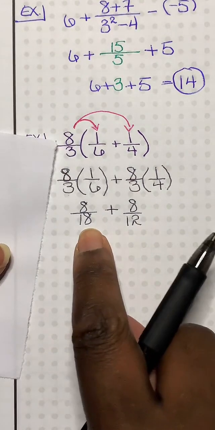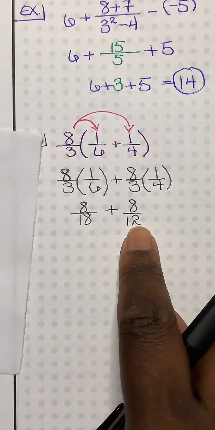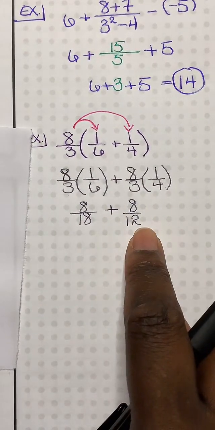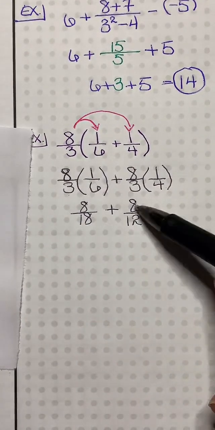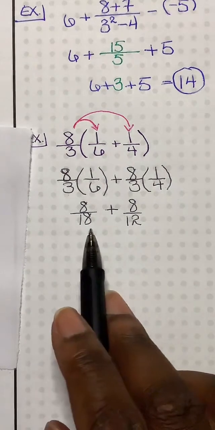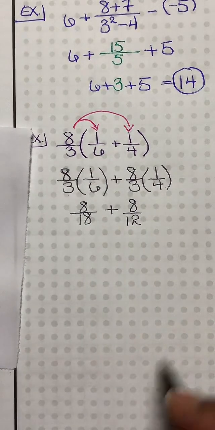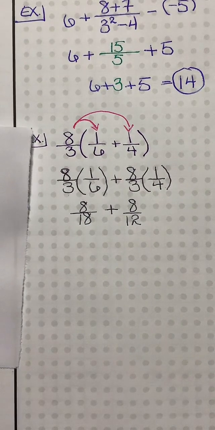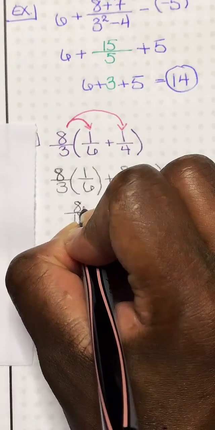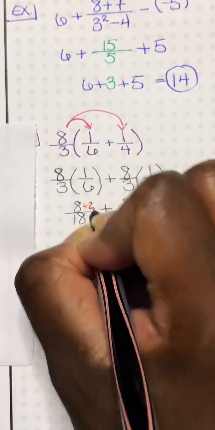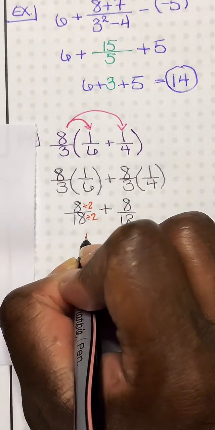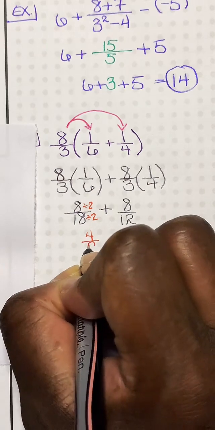All right, so if I look at the denominators, they're not the same. Since we're doing addition, we need to have a common denominator. But looking at the ratios, I can simplify so I don't have to deal with large numbers for 18 and 12. So if I want to, I can simplify by 2. If I divide this by 2 and divide this by 2, I can get my 4/9.